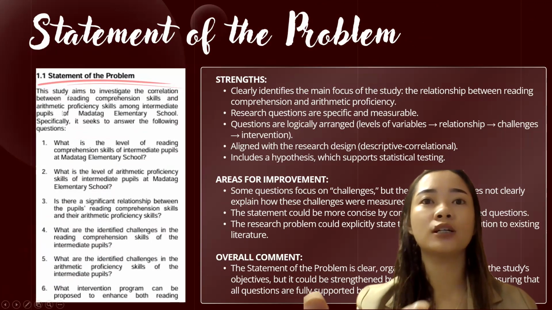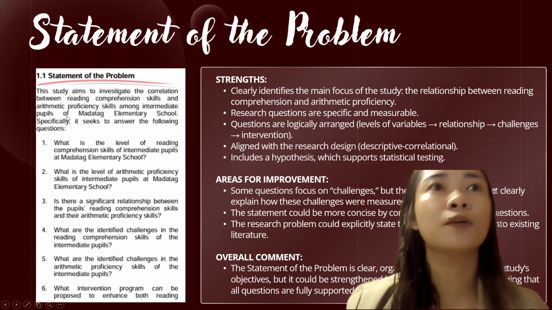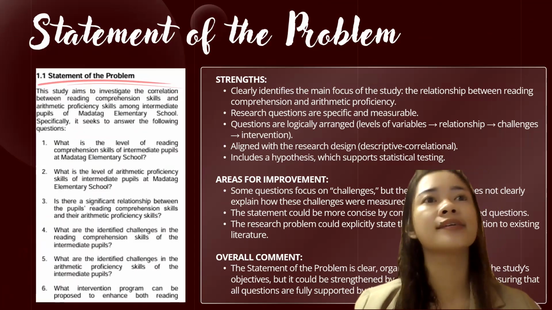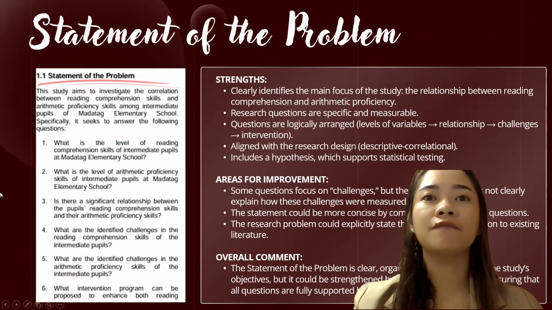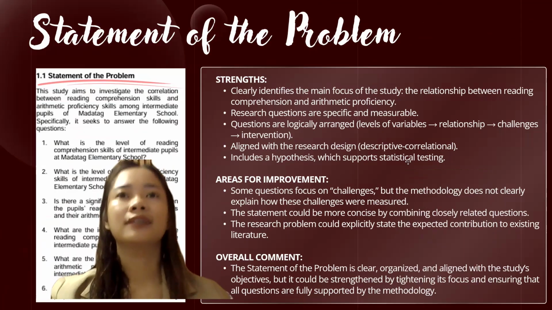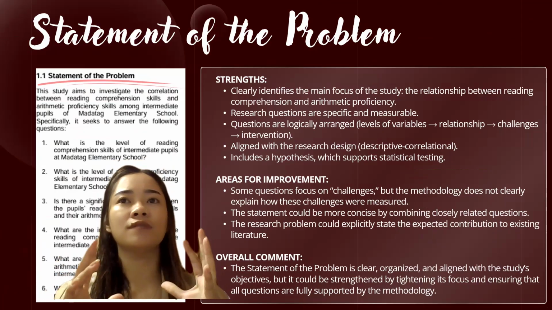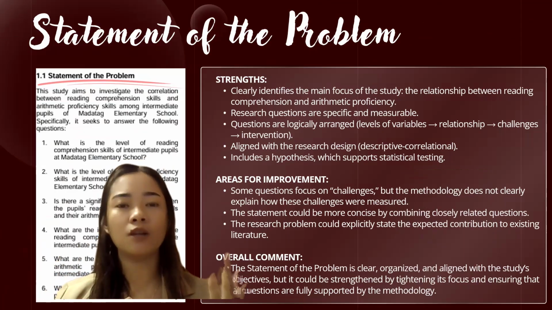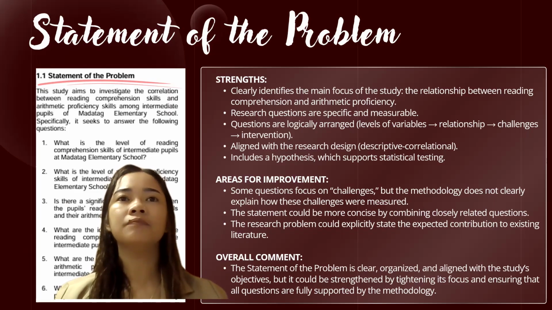So I have here a screenshot of her statement of the problem. It has 6 research questions, and I'm going to evaluate these 6 research questions. First, it clearly identifies the main focus of the study, which is the relationship between reading comprehension and arithmetic proficiency. The research questions are specific and measurable, which is very good.